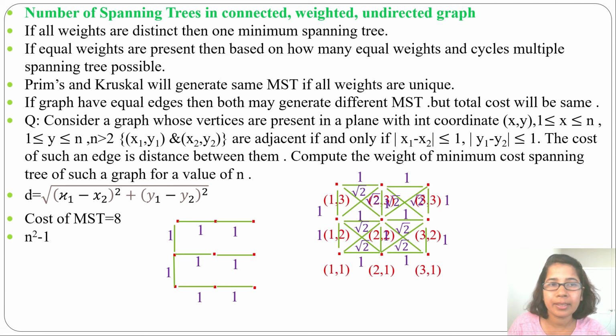In today's lecture, I discussed how to find the number of spanning trees for a single graph, for weighted graph and for non-weighted graph. In case of weighted graph, if all weights are distinct, there will be one minimum spanning tree. If all weights are not distinct, then there can be multiple spanning trees possible based on number of cycles and equal weights. And in case of non-weighted graph, by Kirchhoff's algorithm, we can find the number of spanning trees possible for that graph.